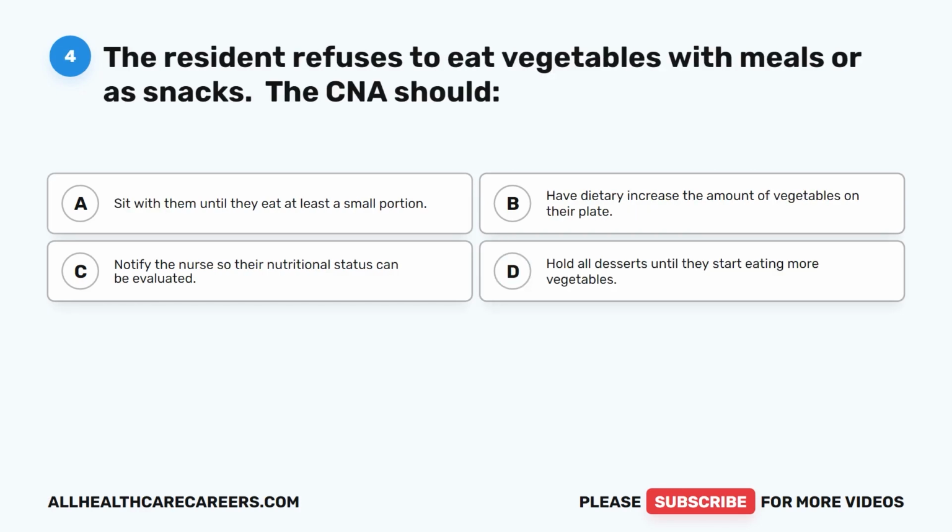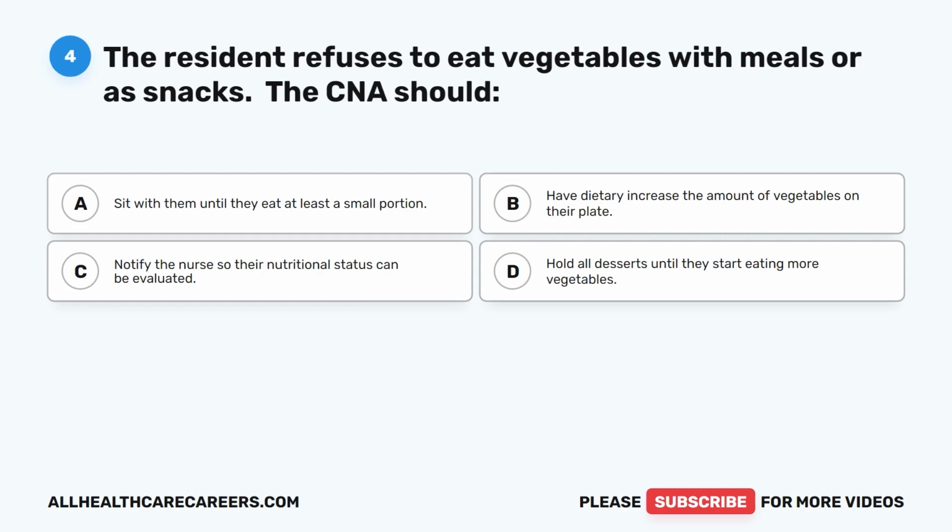Question 4. The resident refuses to eat vegetables with meals or as snacks. The CNA should A. Sit with them until they eat at least a small portion. B. Have dietary increase the amount of vegetables on their plate. C. Notify the nurse so their nutritional status can be evaluated. D. Hold all desserts until they start eating more vegetables.